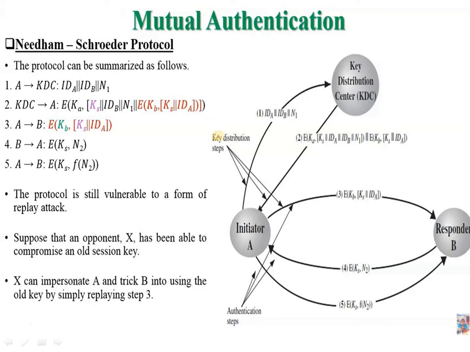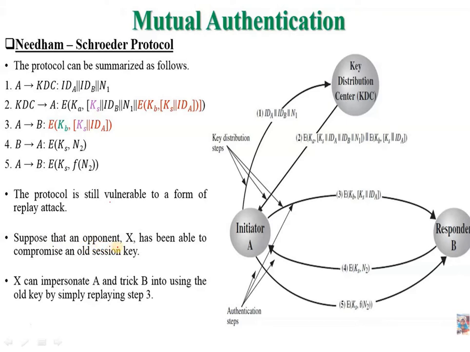So these are the 5 steps which we follow here in the mutual authentication. This is called the Needham-Schroeder Protocol. But this protocol is still vulnerable to a form of replay attack. Even if we follow this protocol, it is vulnerable to the replay attack. You can see how replay attacks take place here.